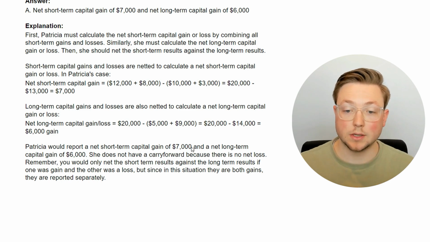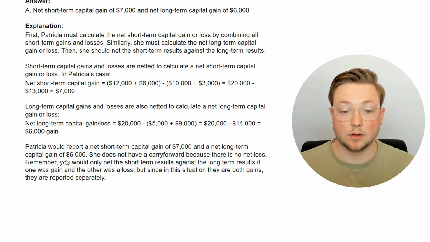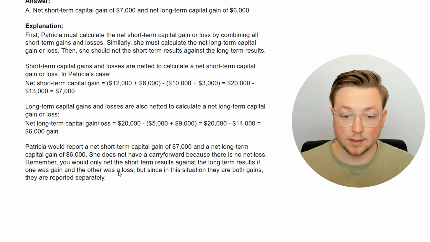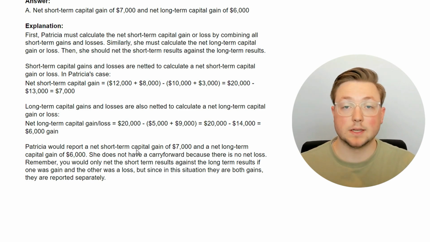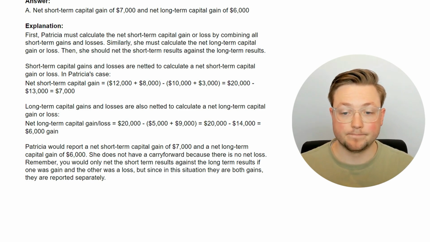So that's why you report it separately as the net short-term capital gain of $7,000 and the net long-term capital gain of $6,000. There's no carry forward because there wasn't a net loss. And so yeah, that's how we got to this answer right here. All right, we learned a little bit more there. Let's go ahead and go to the next question.